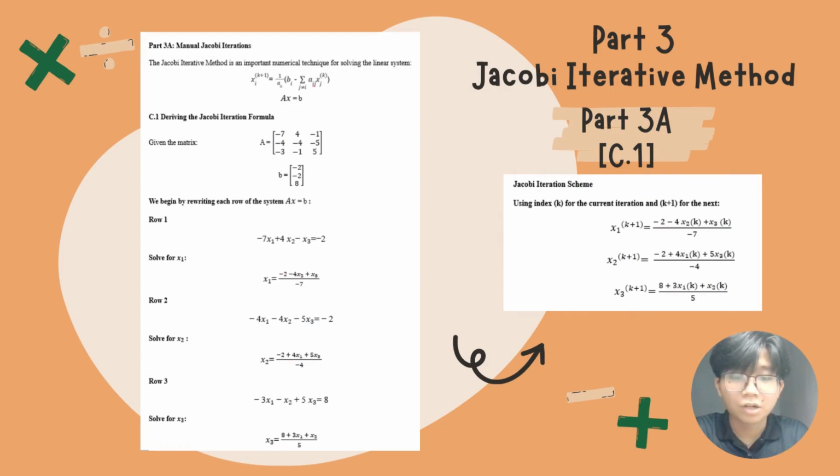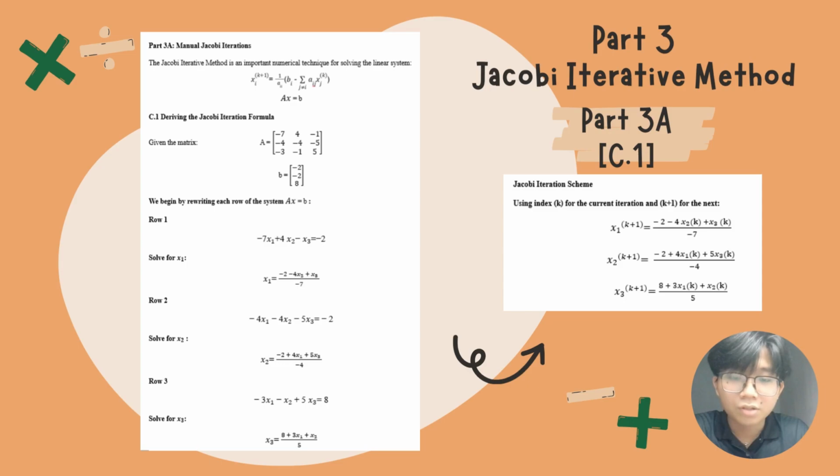Step 1: Deriving the Jacobi iteration formula. So we are given the matrix A and vector b. The system we want to solve is Ax equals b, where x consists of x1, x2, and x3. From the first row, we have negative 7x1 plus 4x2 minus x3 equals negative 2.